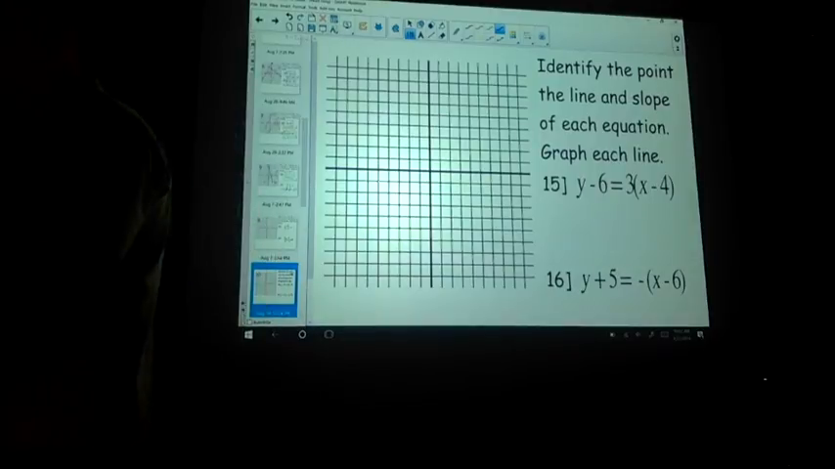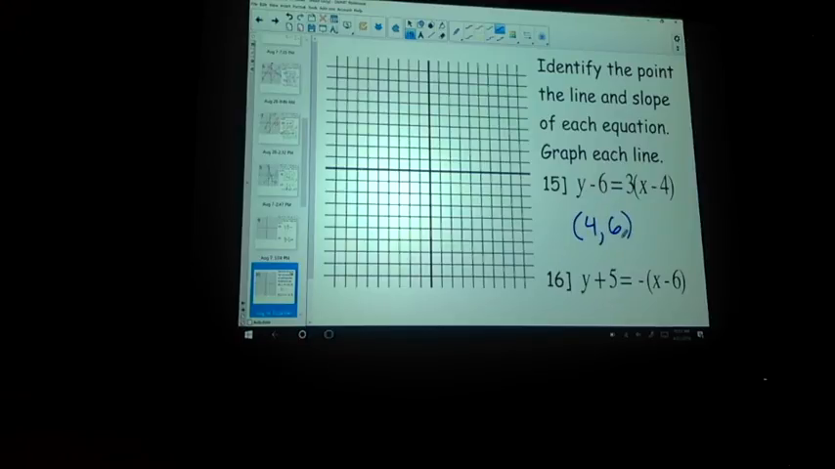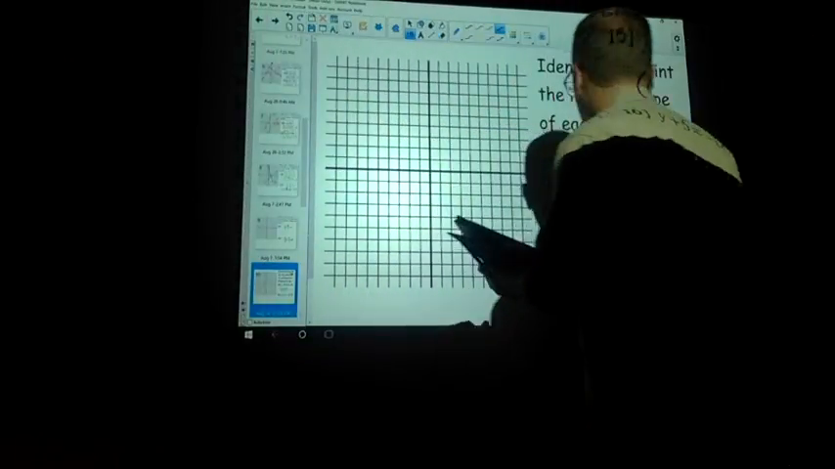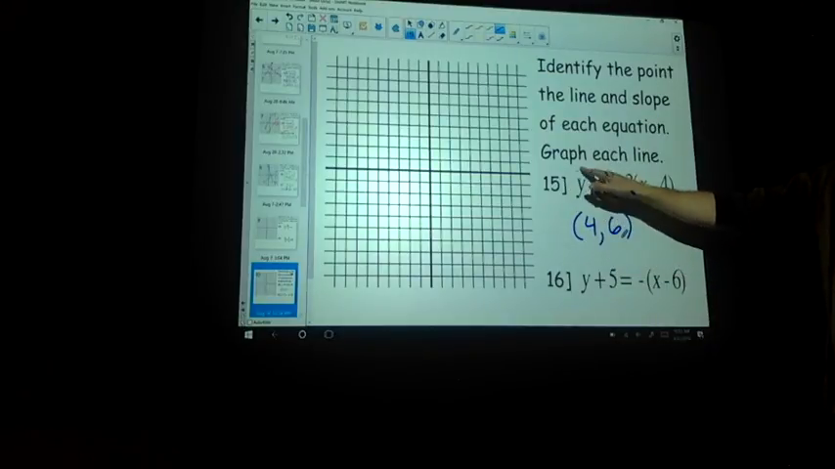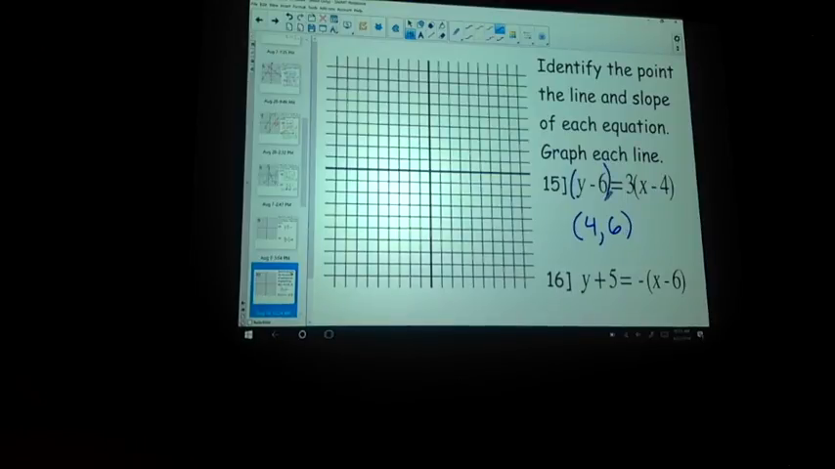All right. Identify the point, the line, and the slope of each equation. This is in point-slope form. So (4, 6) is the point we're going to use. This should be grouped. We're lazy as math people, so we don't always group it. If it's grouped, it's always going to shift opposite of what you say. So in the x direction, it shifted 4. In the y direction, it's shifted 6. If this was a positive 4, this would be a negative 4. If this was a positive 6, this would be a negative 6.